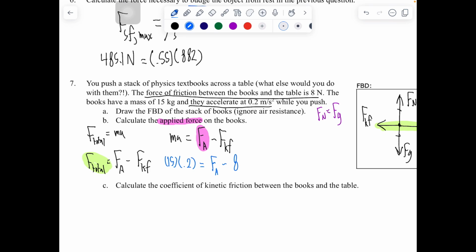15 times 0.2 gives you 3, equals the applied force minus 8. Add 8 to both sides, we get that the applied force is 11 newtons.